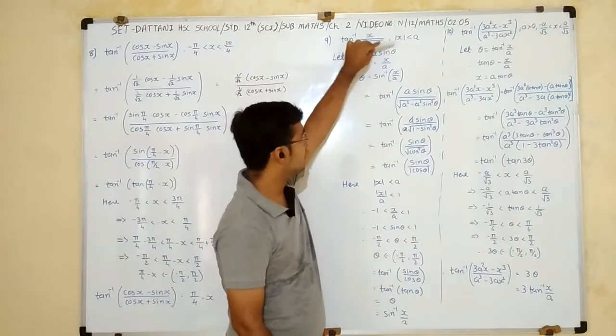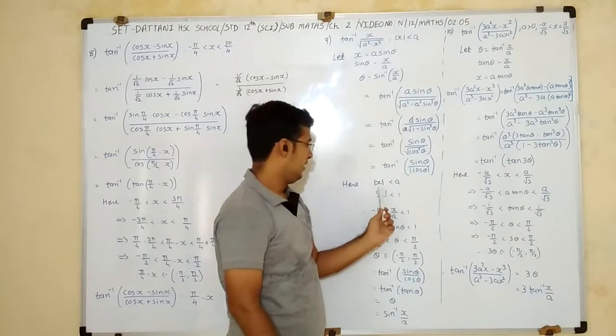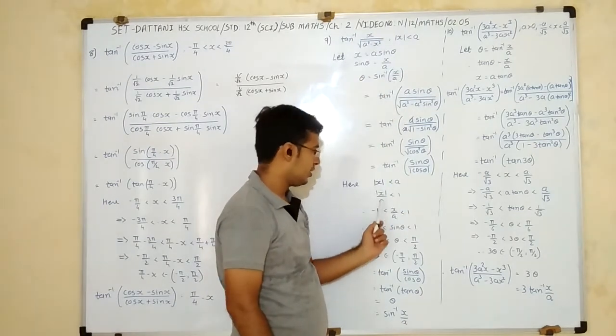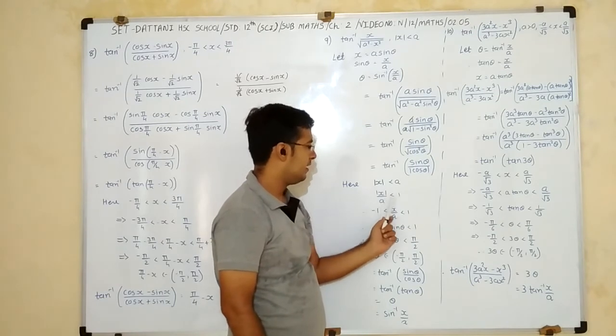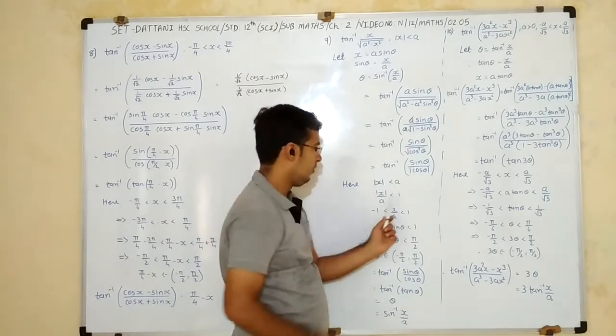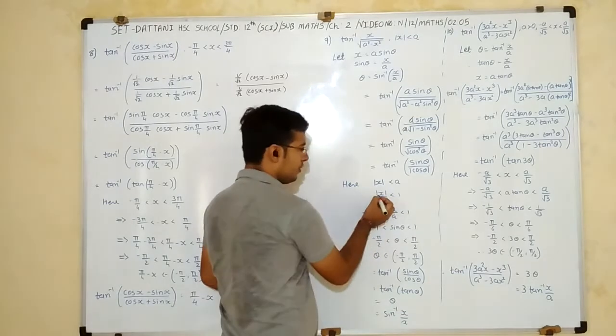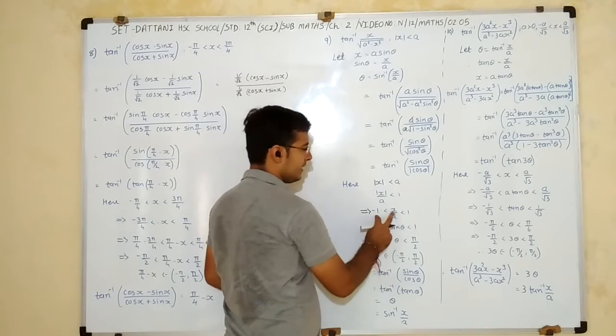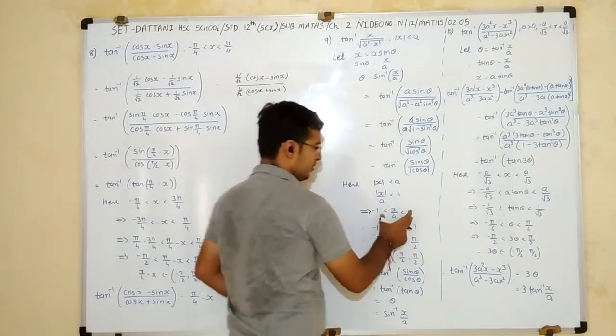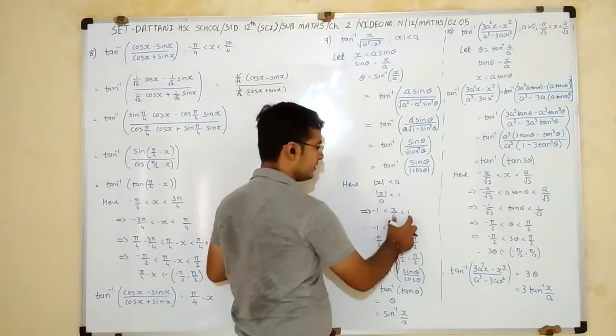So the range is given in our question, that is mod x by a less than 1. So I just change the position of a, and I get mod x by a less than 1. Now it is mod, so we remove the mod and I get minus and plus: minus 1 less than x by a less than 1.